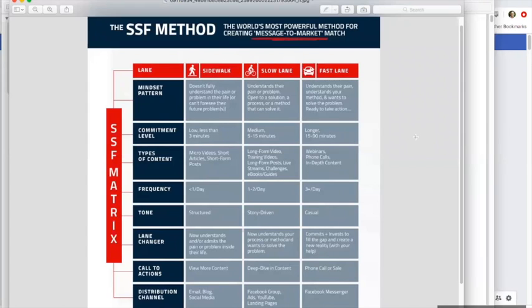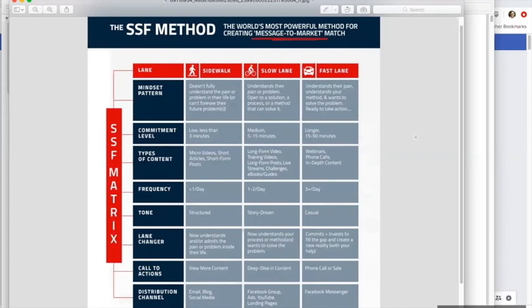Yeah, perfect. So where do you want to start? Let's just start at the top. So the mindset pattern. We talked about the SSF method before, but maybe you can talk more about what that really means for each of the mindsets. And we'll start with sidewalk and try to figure out what that means for my business.